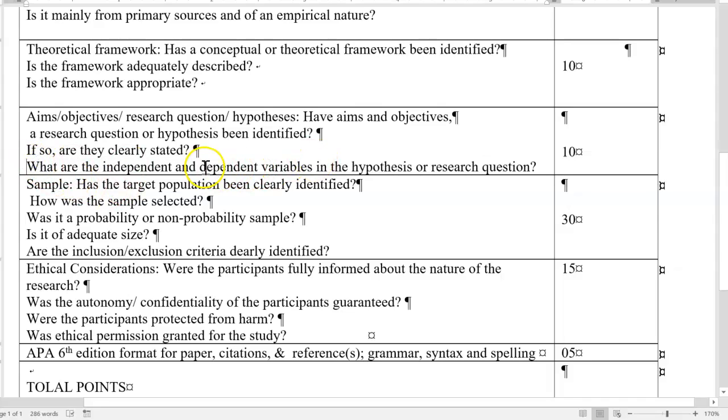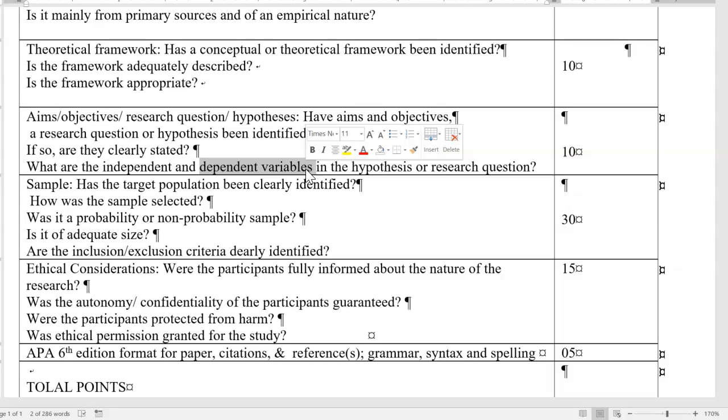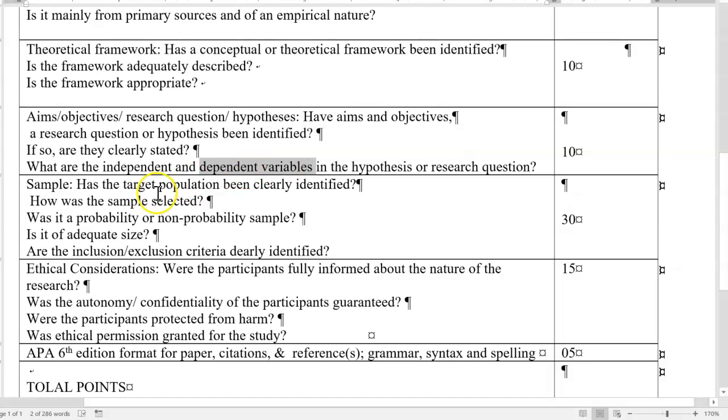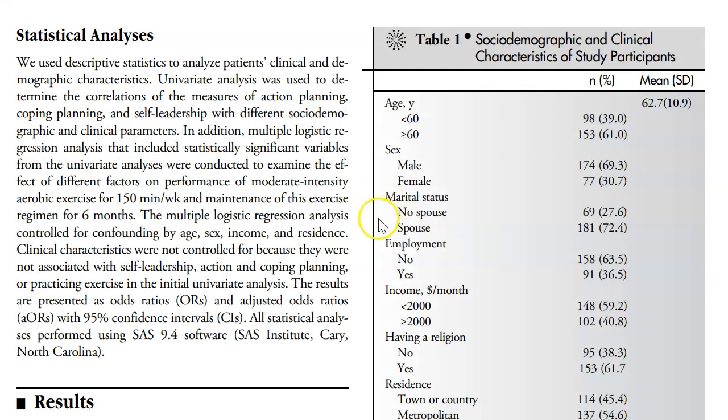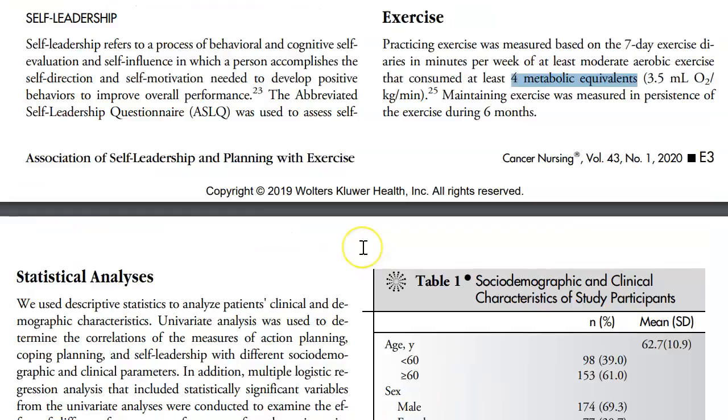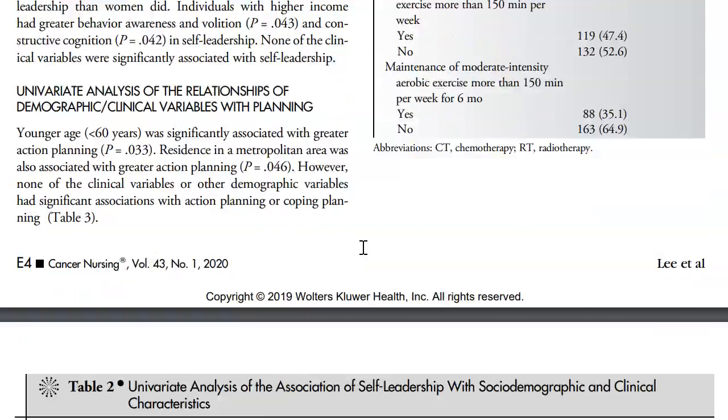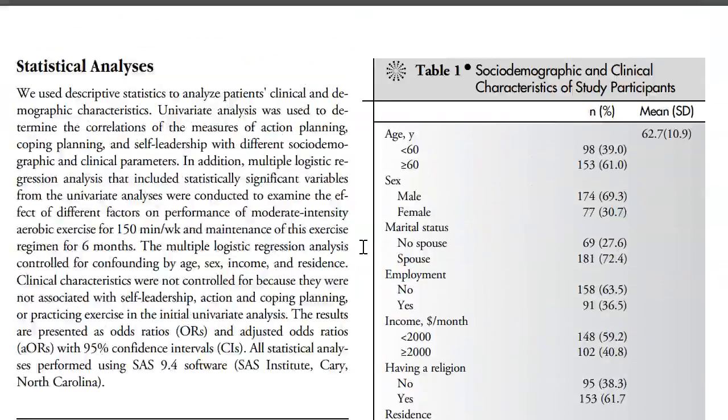So in terms of the dependent variables, there's actually more than one dependent variable. One of the dependent variables is the minutes of exercise at that 4 MET rate or above. And then the second one was, were they consistent over the course of 6 months, or how consistent were they? All right, next we have the sample. Has the target population been clearly identified? Well, yes, it was colorectal patients in Korea, and I'm assuming that would be South Korea. Go back up for a moment.